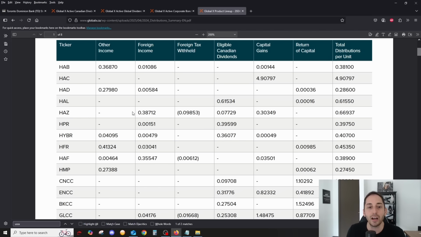This is coming from dividend stocks outside of Canada. It's going to be classified as foreign income. You do see some eligible Canadian dividends, which means there are some Canadian dividend stocks in there. And you also see a little bit here in capital gains. Actually, a majority is capital gains and foreign income. That makes complete sense. So here you have a combination of foreign income, Canadian eligible dividends, and capital gains.